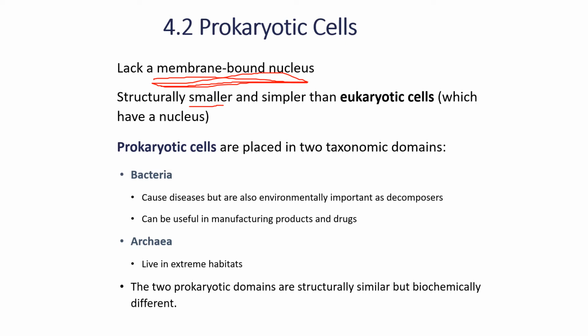There's two domains of prokaryotic cells, bacteria and archaea. Visually, it's hard to tell the difference between them. Basically, we needed DNA sequencing data to be able to tell they're two separate domains. The archaea are slightly closer in structure and other ways to eukaryotic cells, but they are prokaryotic like bacteria.